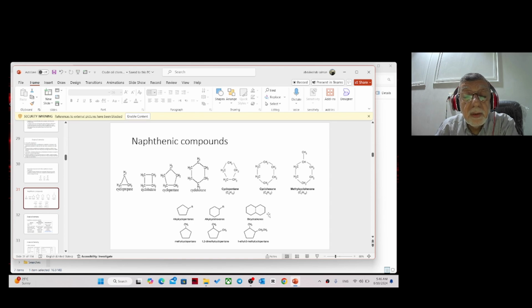All these names are correct, either cycloparaffin or naphthene. So this is cyclopropane, cyclobutane, cyclopentane, cyclohexane, and this is also cyclohexane. This is methylcyclohexane, and all these.